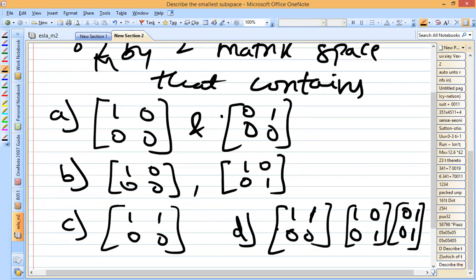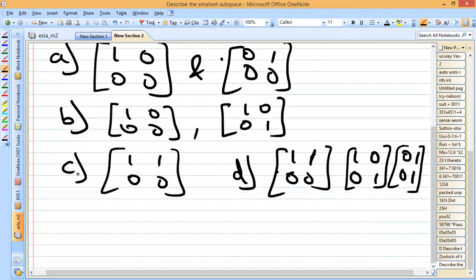Usually, the smallest subspace will be taken as the null space. But here, you will not be getting the null space. So here we had to find the smallest subspace for the given 2 by 2 matrices. We'll take one by one. All problems are simple. Only thing is you need to know what you have to find. So first, I'll take the first part.